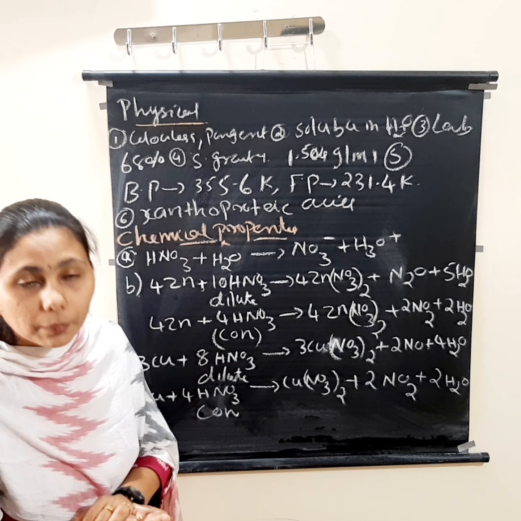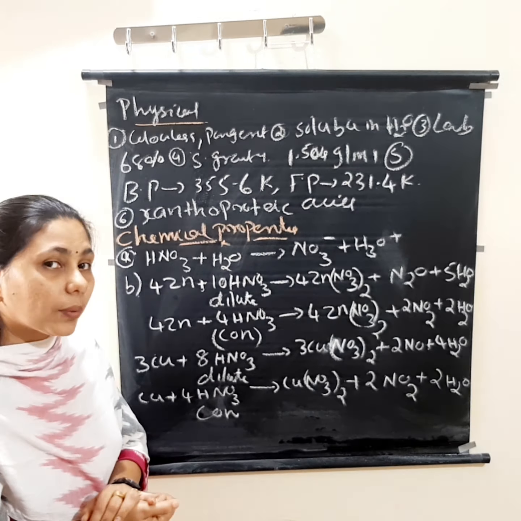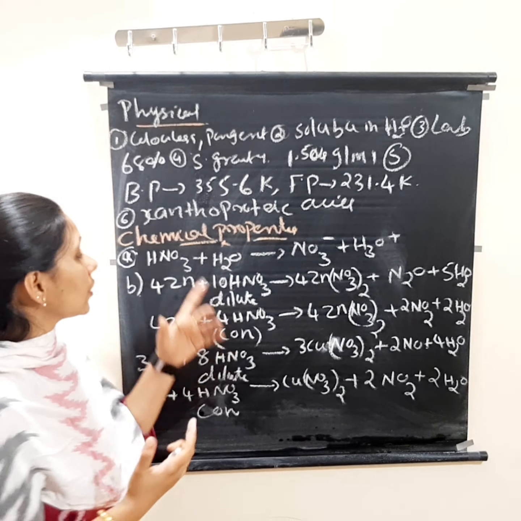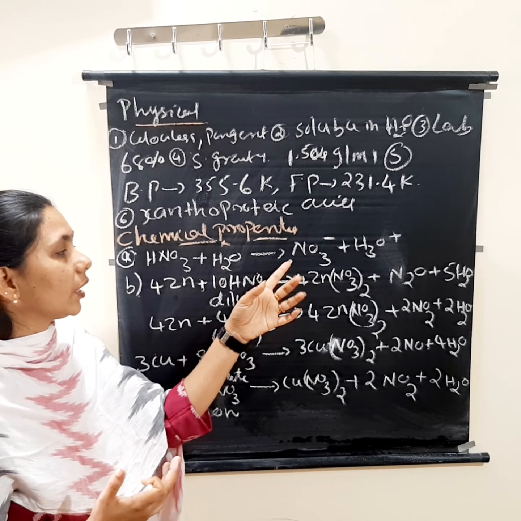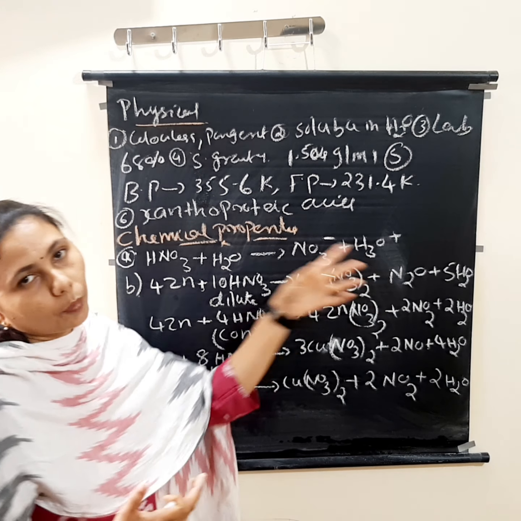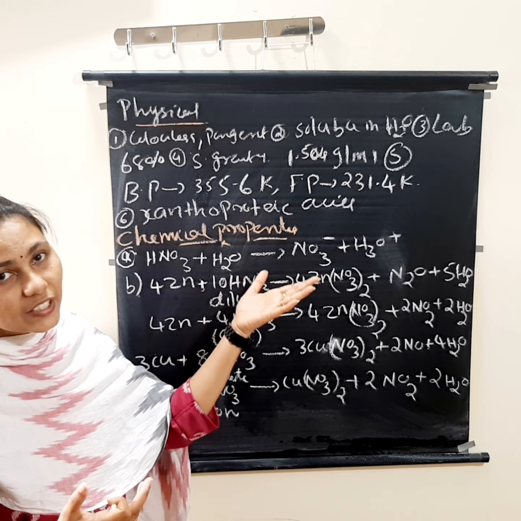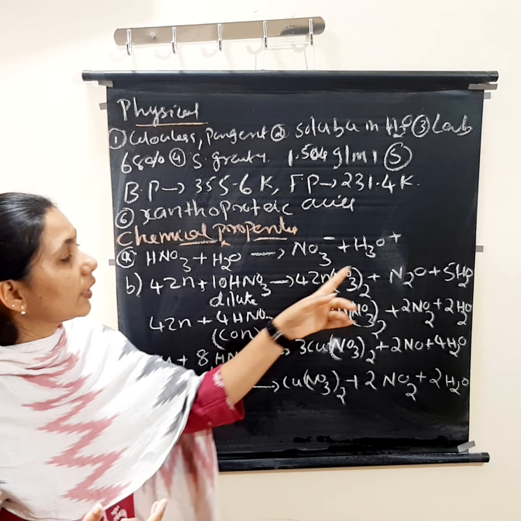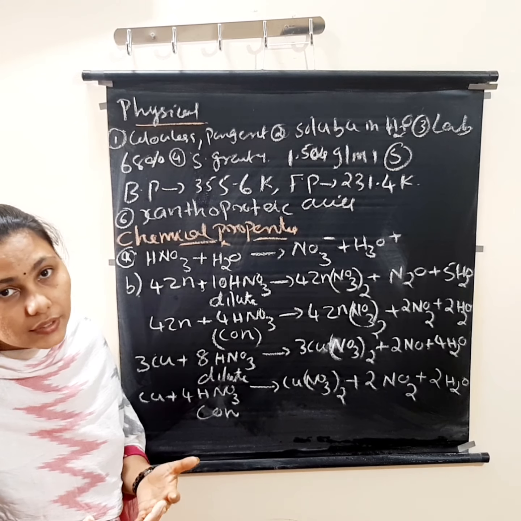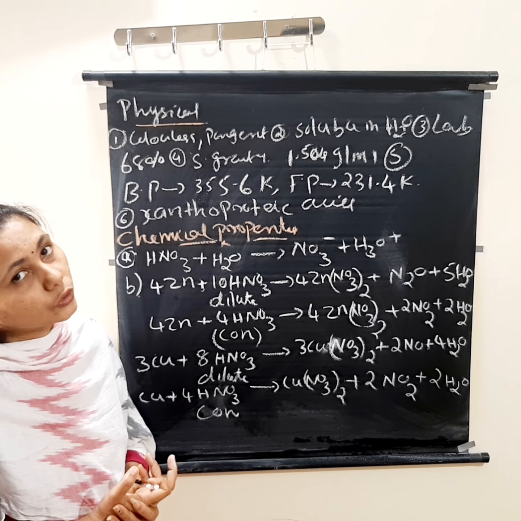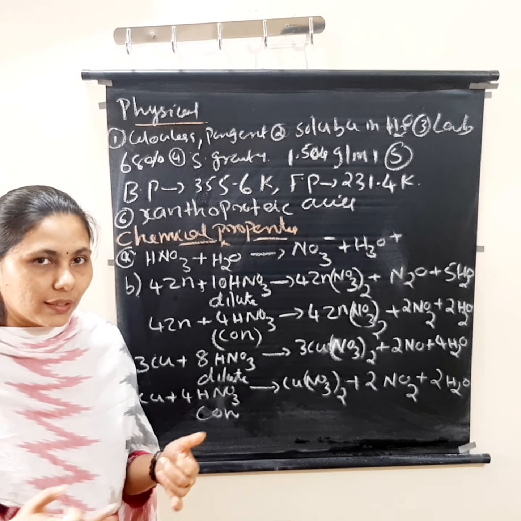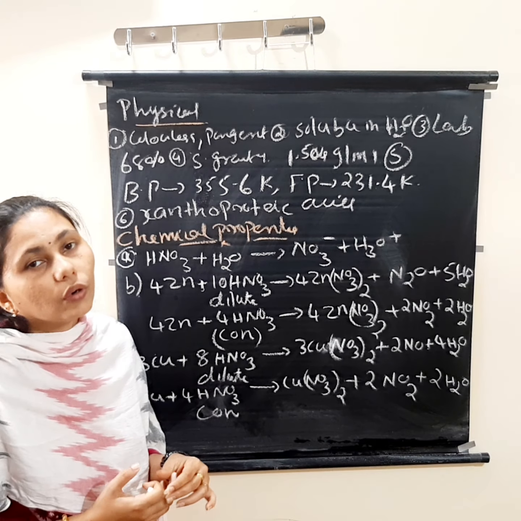Next we are moving to the chemical properties. The first one is the acidity of nitric acid. We know nitric acid is an acid. Nitric acid will dissolve in water and be converted to NO3 minus and H3O plus. H3O plus means the H plus from nitric acid combines with water, and we get H3O plus. Any solution containing H plus or H3O plus is strongly acidic. We know that.